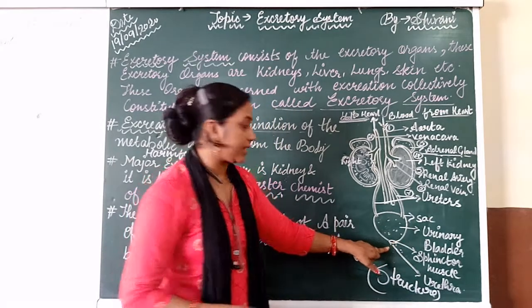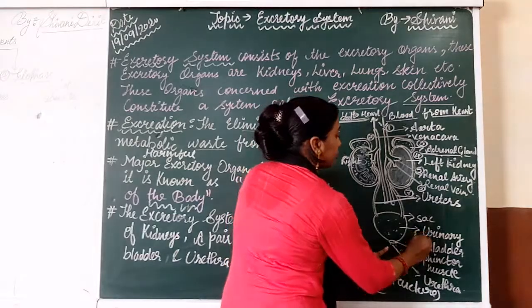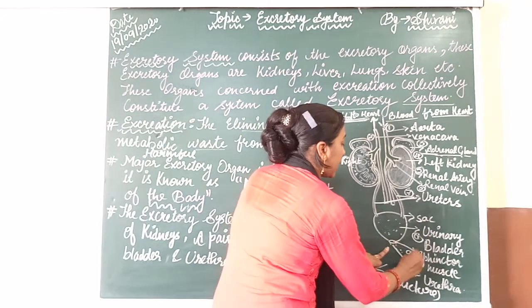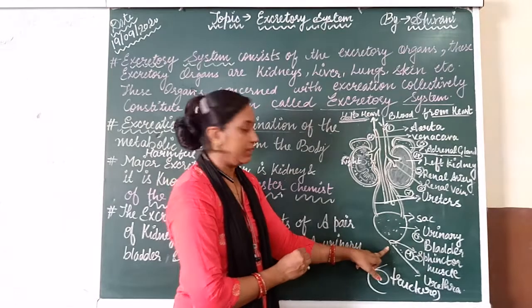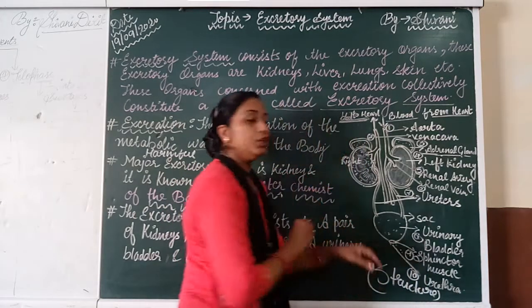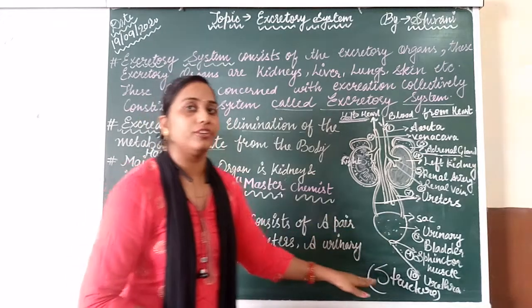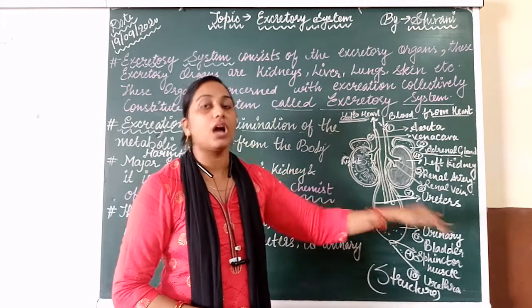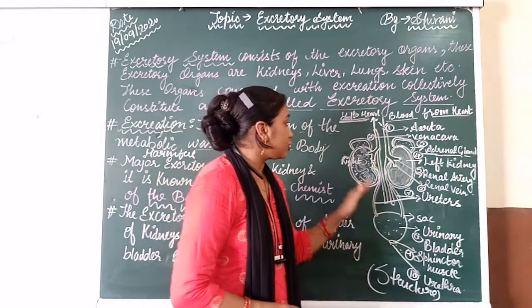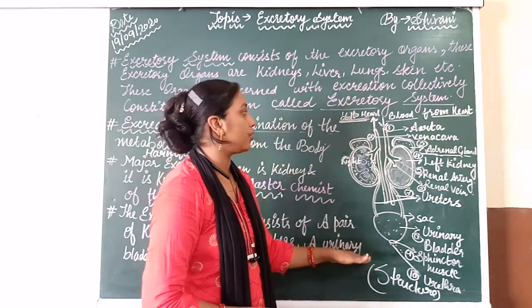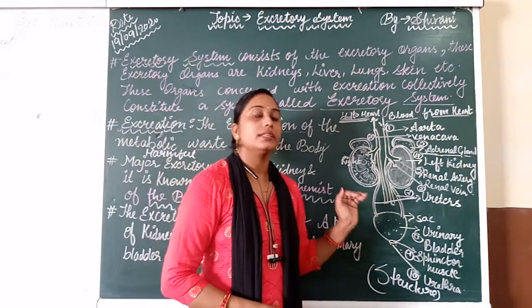So we will understand that the 8th part is the urinary bladder, the 9th part is the sphincter muscle, and the 10th part is known as the urethra. The function of the urethra is to move urine out from the body. Alright, so these are the parts related to the structure of the excretory system.